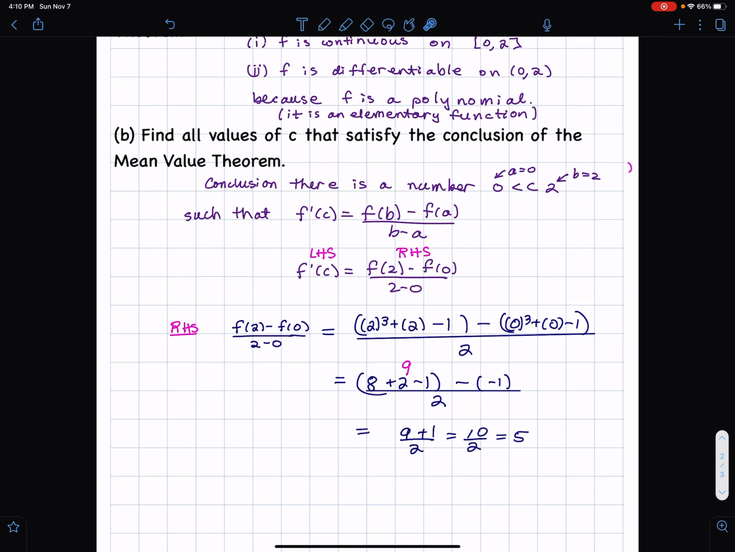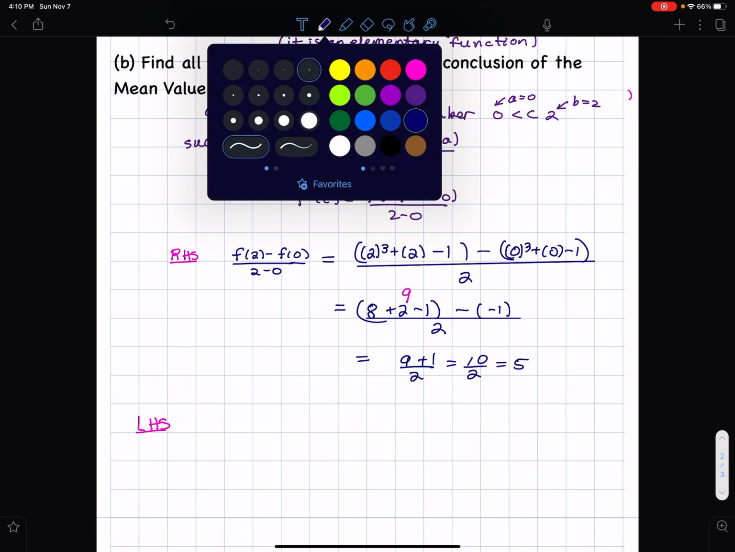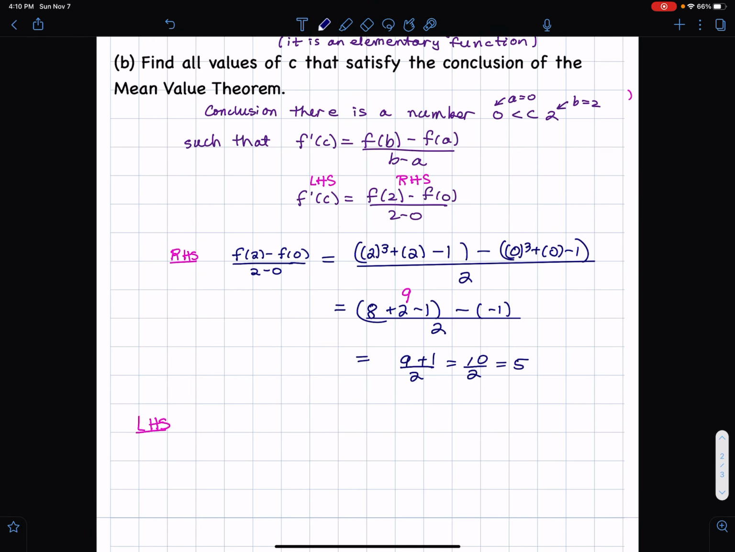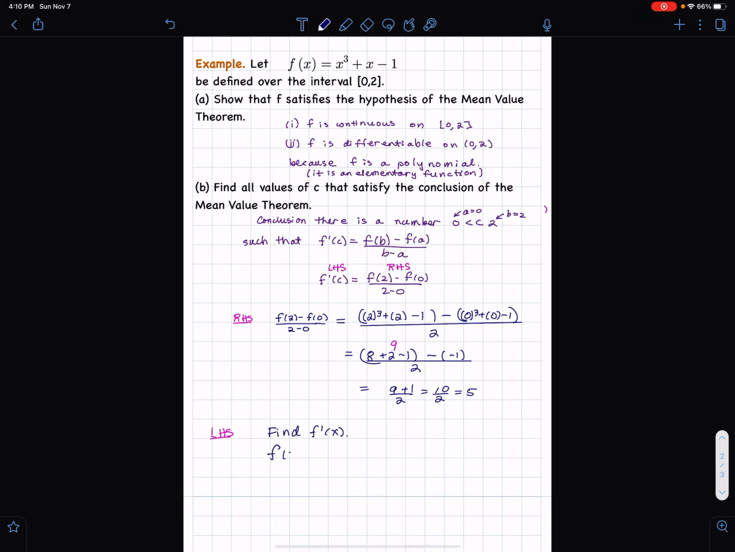It's really a lot like finding critical numbers, where you take the derivative and set it equal to 0. Here, we're going to take the derivative and set it equal to 5, and then we'll solve. So let's go ahead and do the left-hand side. To do that, we're going to find f prime of x. f of x equals x cubed plus x minus 1. The derivative is 3x squared plus 1.